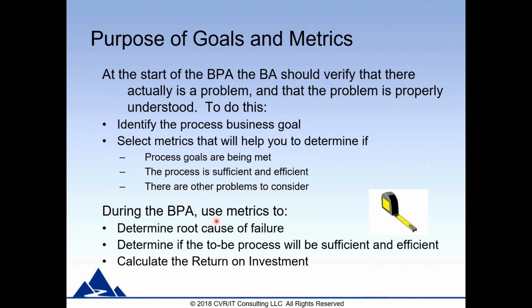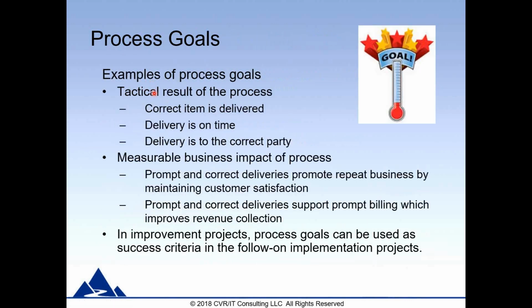So during the process analysis, once I have the goals, I can use the metrics to help me determine the root cause of failure in the process, determine if the to-be process is in fact sufficient or would be sufficient and efficient if I were to make a change to a future process. In fact, I can even use this to calculate a return on investment. If I change the process to something different, will it be worthwhile? Will the increased value that I get more than compensate for the cost of making the process change? So first I need process goals.